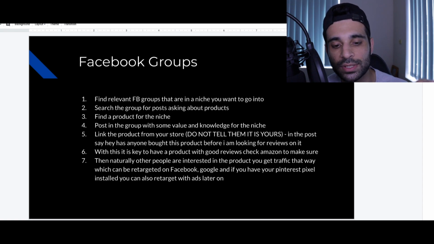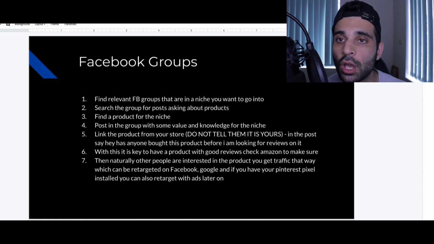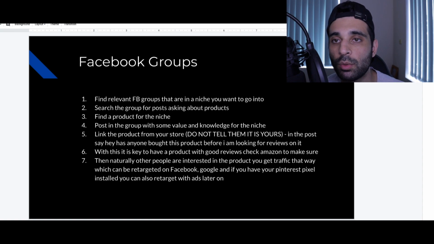So what you want to do is link the product from your store. Do not tell them that this is your store, because if you do, you'll probably get banned. You can probably get away with, which I have in groups, where you just link a store or a product, right? And then in the post you say, hey, has anyone bought this product before? I'm just looking at reviews on it, but I'm not too sure. I'm looking if anybody has bought this in the group before. I want to get it for my cat Jerry, right? Whatever it is, just something.